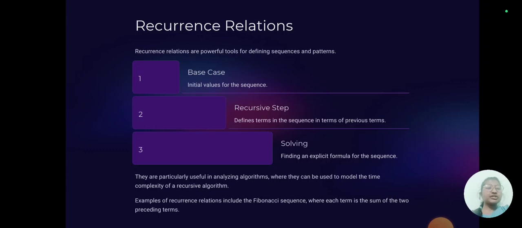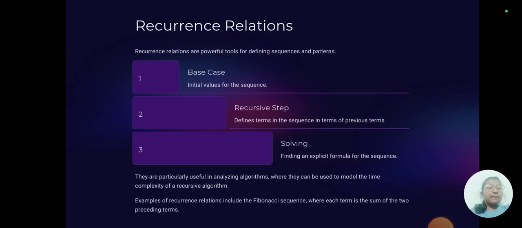Next we'll see about recurrence relations. Recurrence relations are powerful tools for defining a sequence by a pattern. Base case: the initial value of the sequence. Recursive step: define terms in the sequence in terms of previous terms. Solving: find the explicit formula of the sequence.